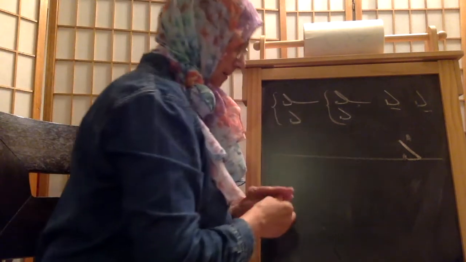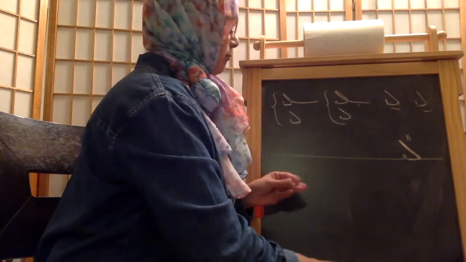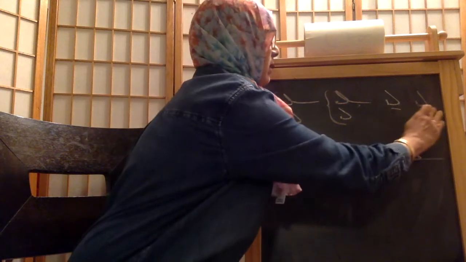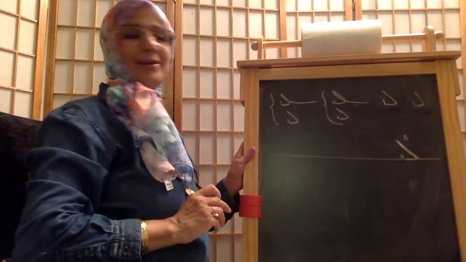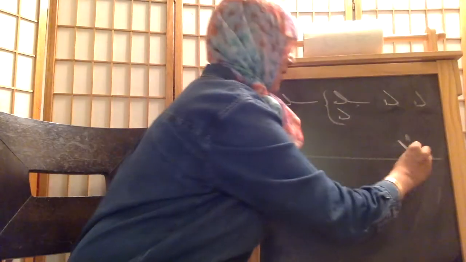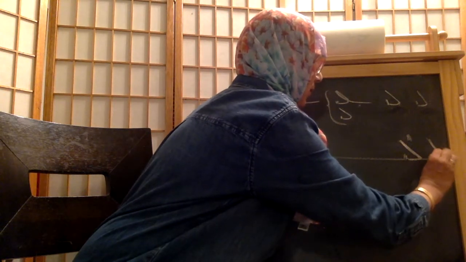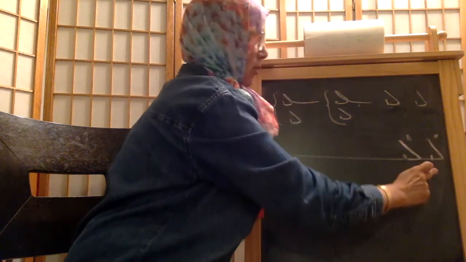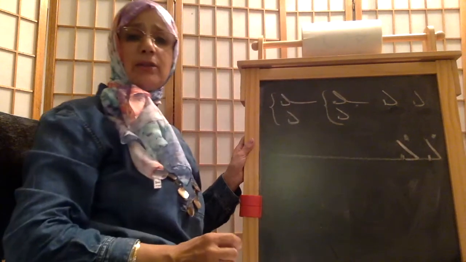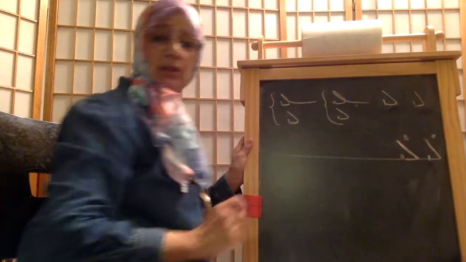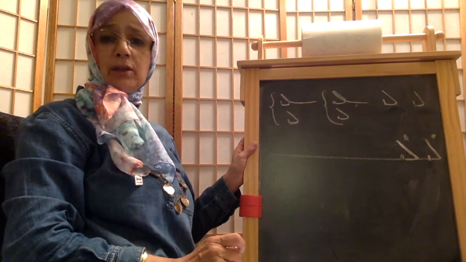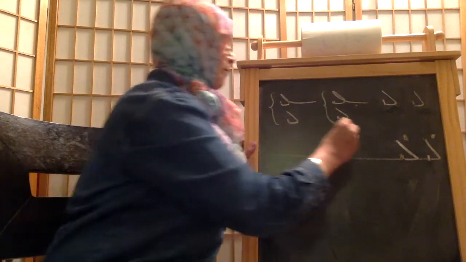الذال, okay, this is not kasra, right? It's just a little line. الدال also, same thing. So this is isolated dal. This is initial dal في بداية الكلمة.